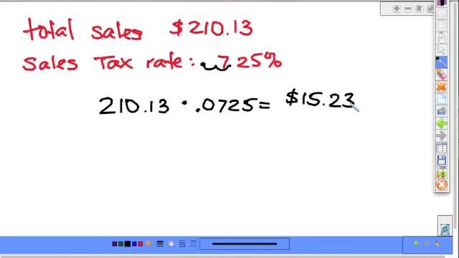$15.23. So that item that you're purchasing for $210.13, when you go and take the tax on it, you have an additional $15.23 added to that item on tax alone. That's how sometimes when you go to restaurants or places that have taxed items, it's never the sticker price of the item. So you always wind up paying a little bit extra, and that's because of the tax. And the tax changes depending on what the rate is at that time.